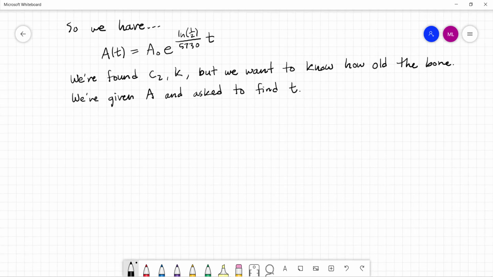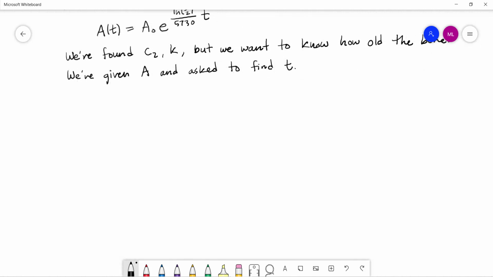So as a decimal, 0.4% is 0.004 of the original amount, A0. So that's what we're given. At some unknown time, not at time zero, the amount has decreased to 0.004 times the original amount.